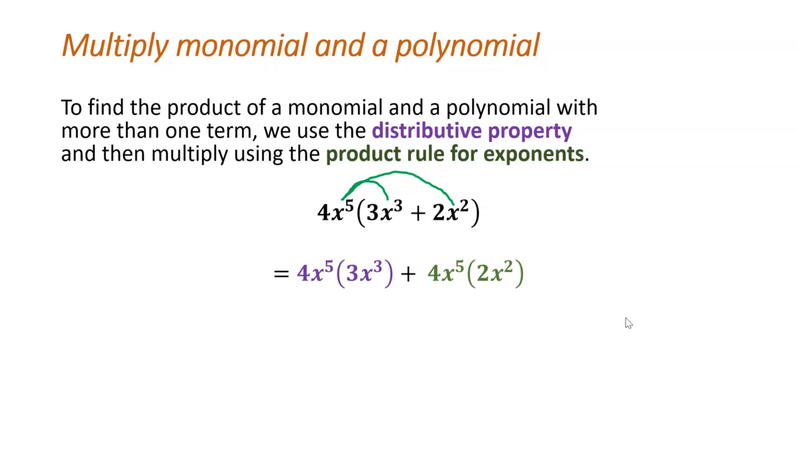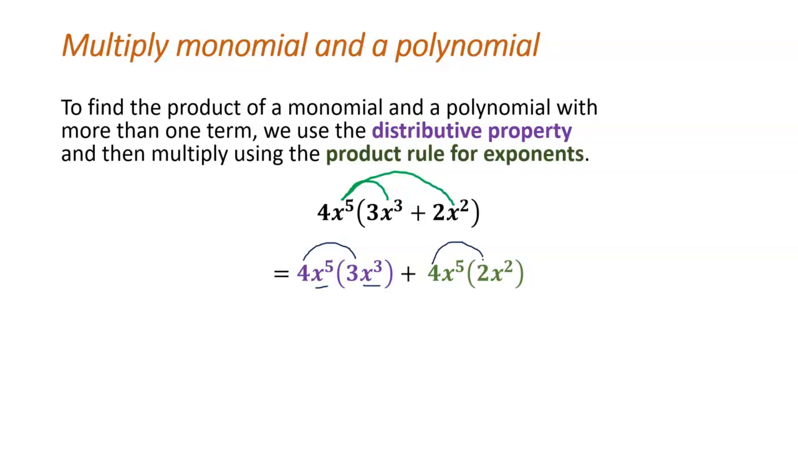You can skip this middle step once you get familiar with how to multiply, but for right now, I'm just showing you every single step. Now when I multiply the 4 times 3, which are numbers, I'm going to get 12. And when I multiply the variables x to the power 5 and x cubed, that should give me x to the power 8 using the product rule. The product rule says you keep the base and you add the powers.